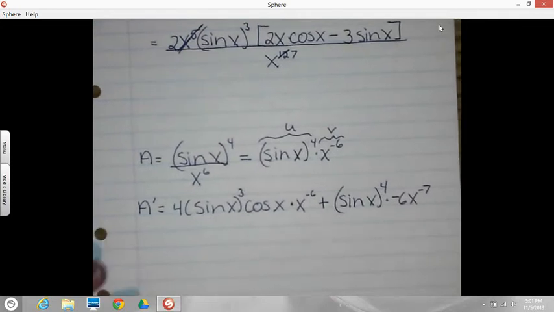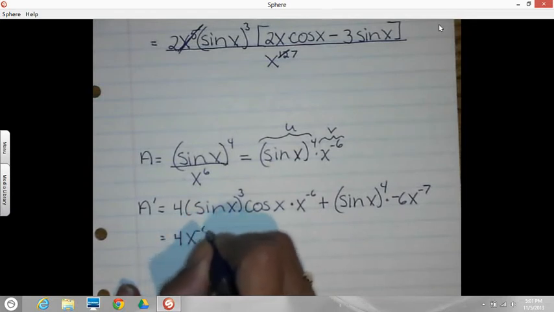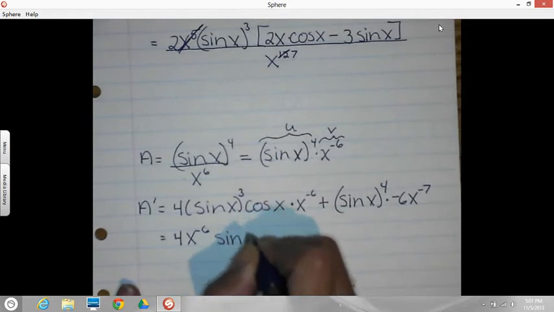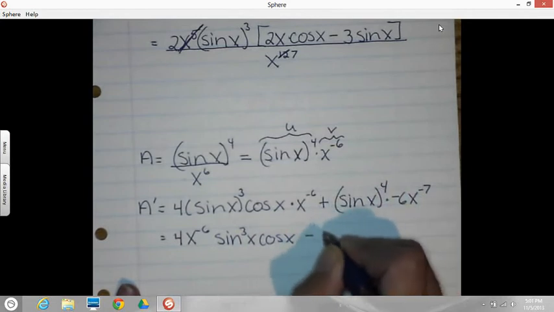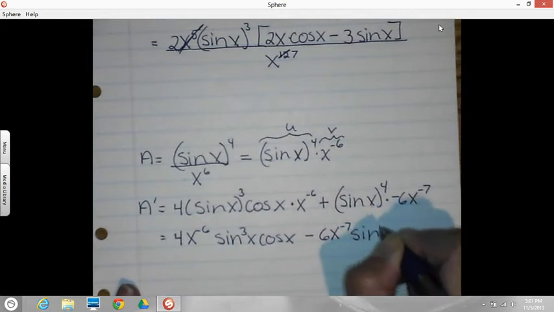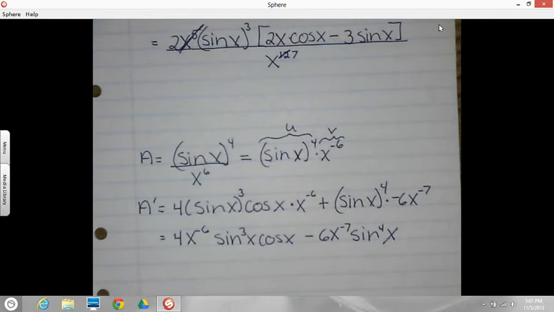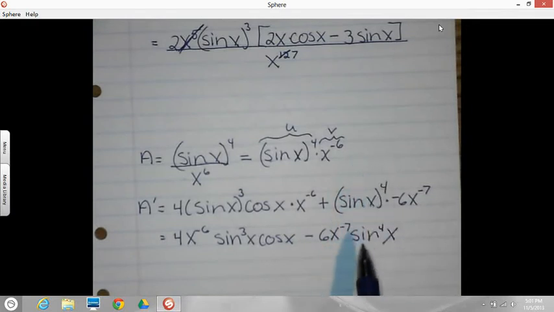Okay, so I'm going to factor this one because I need to get this stuff to, well, maybe not. Let's see, we've got 4 x to the negative 6 sine cubed x cosine x. Here, I'm going to bring this to the front of minus 6x to the negative 7 times sine to the fourth x. Okay, which one do I want to change here? I'm going to change this one, I think. I'm going to make this one a fraction, because I've got a negative exponent here that I can factor out.